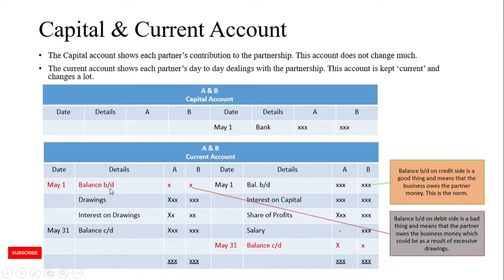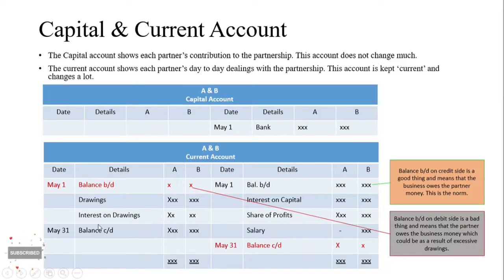Now, as I said earlier, the opening balance being on the debit side is not a good thing. It is not the norm, and what it means, if you look at the little bubble down here, is that the partner owes the business money, which could have been as a result of the partner withdrawing too much money from the business. I have seen questions where they ask that, so please pay attention to that.